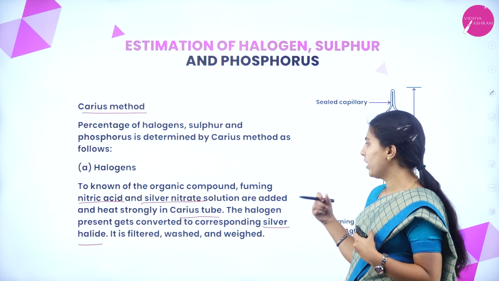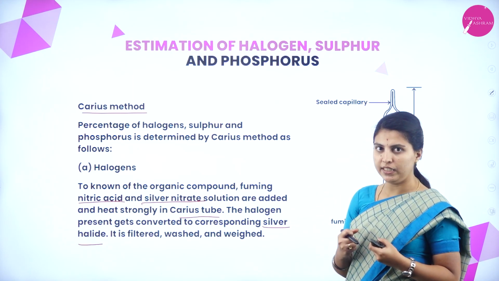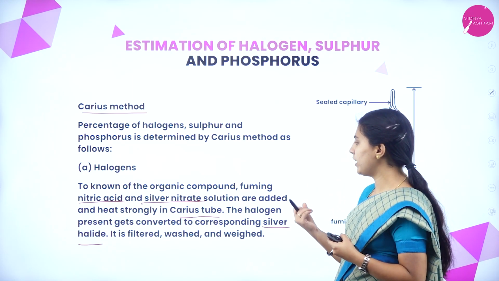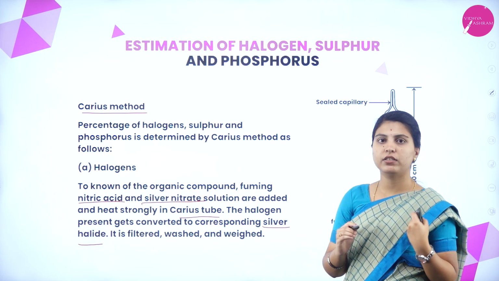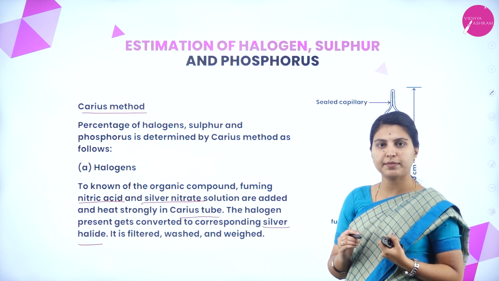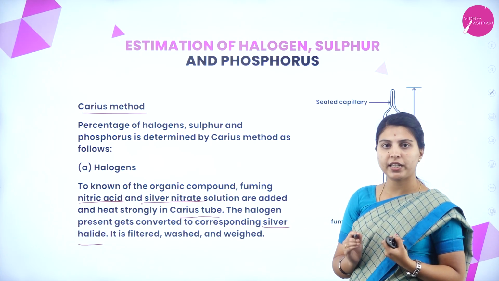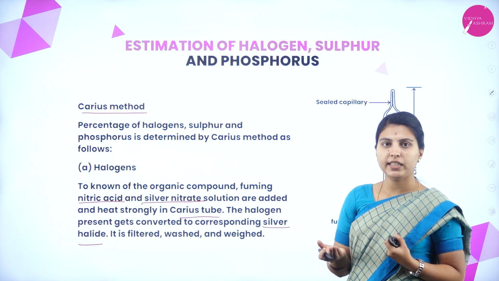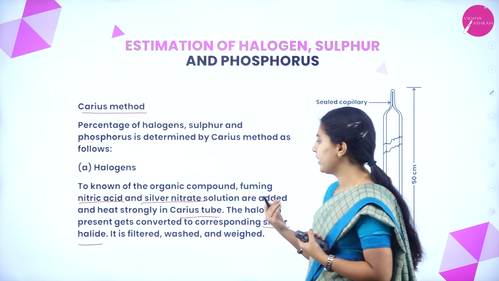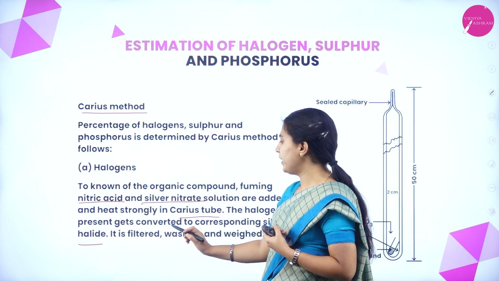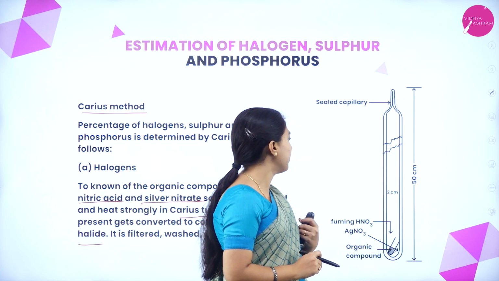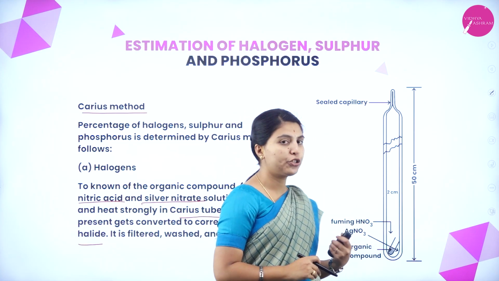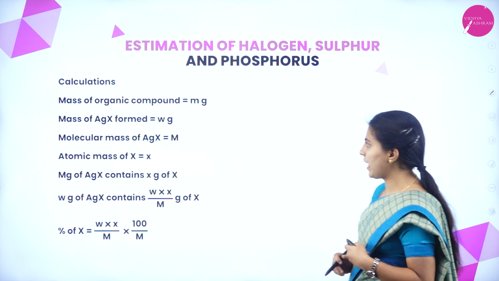After heating, whatever halogen is present will be converted into the corresponding silver halide. If iodide is present in the organic compound, silver iodide; if bromide is present, silver bromide. Like that it will be formed, and it should be filtered, washed and weighed. This is a very simple experiment. This is a Carius tube. It should be sealed. We will see the calculations.